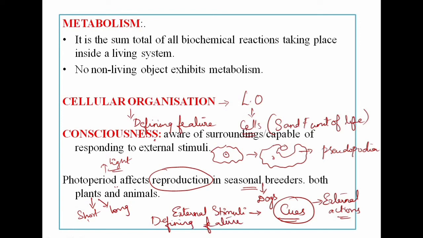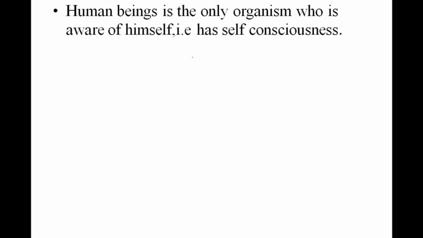Alright, moving forward. So there is a point in NCERT which says that human beings are the only organism who is aware of himself, that is, has self-consciousness. So human beings are the only organisms who are aware of whatever is happening around them, okay. So that's what the sentence means.